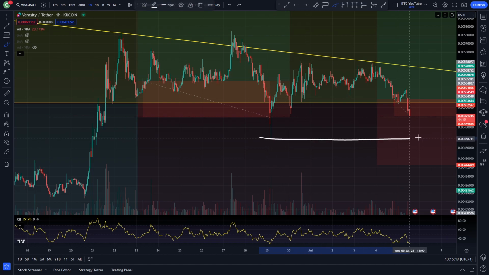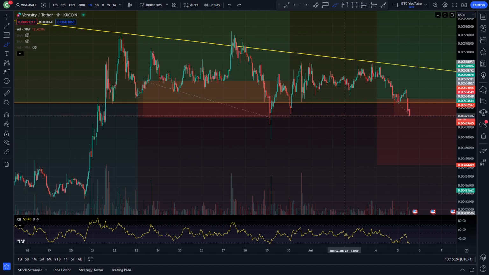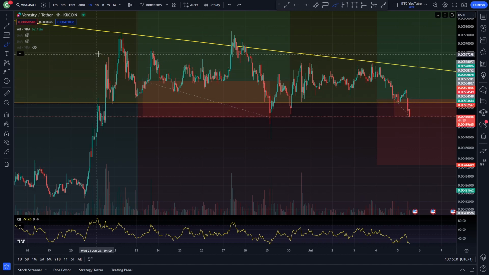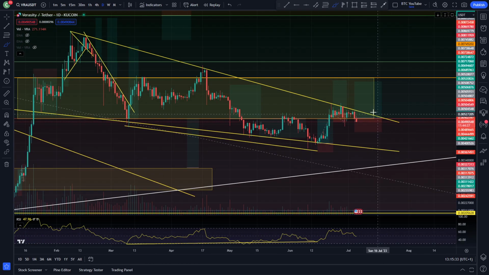Obviously if we close somewhere down here, then you'd probably expect a bit more downside for Verasity to come down and retest some lows down here. But if we do come back to the upside like this and close somewhere in this region here, you could easily expect Verasity to have a bounce back up to that resistance again.